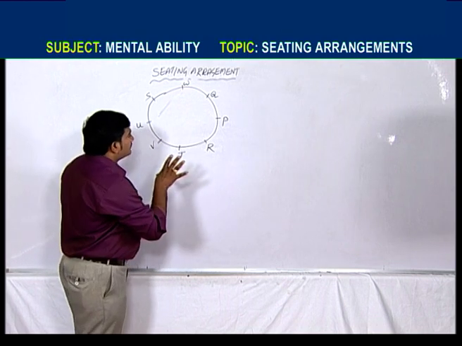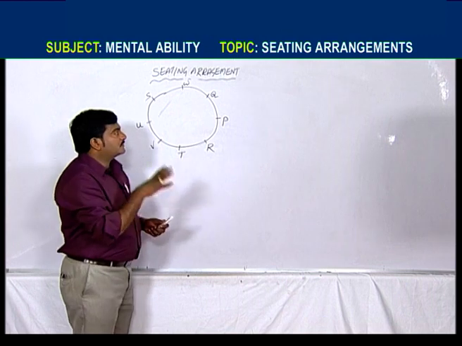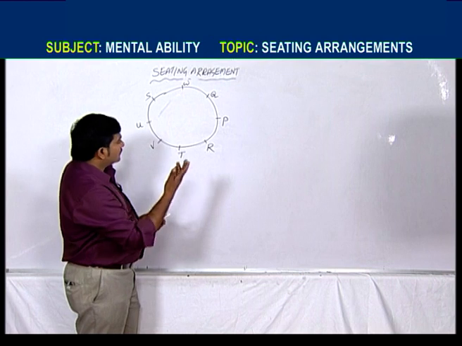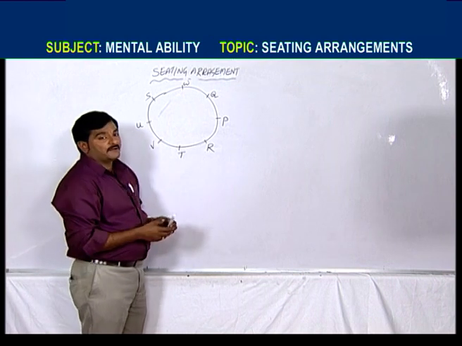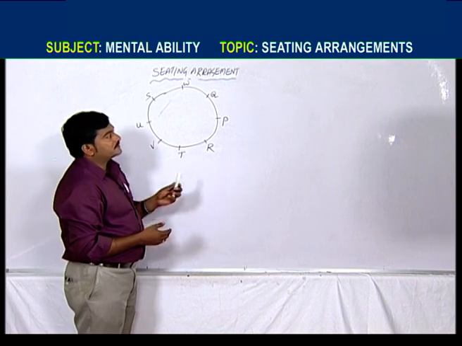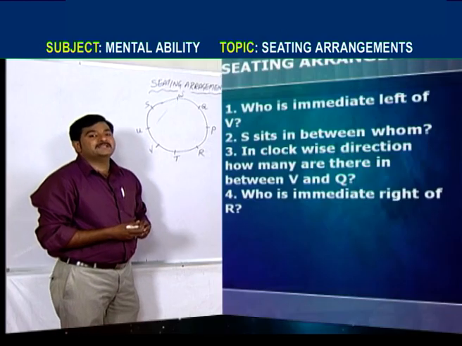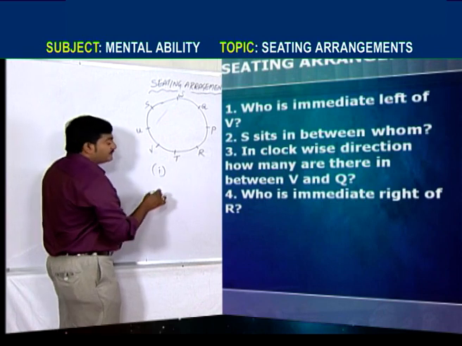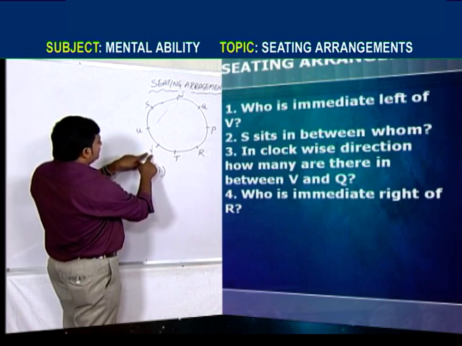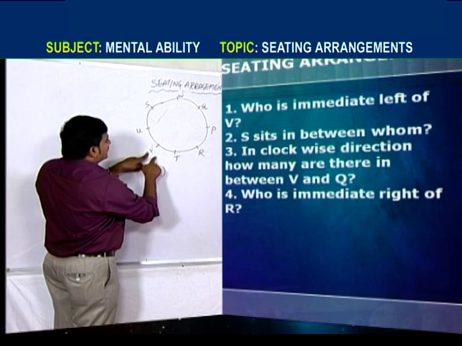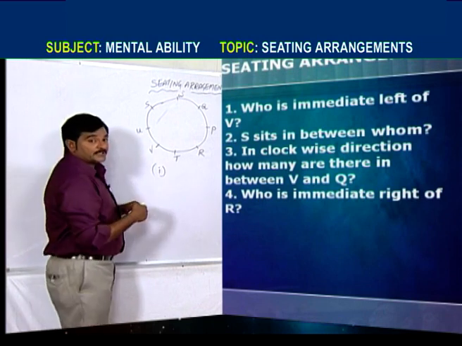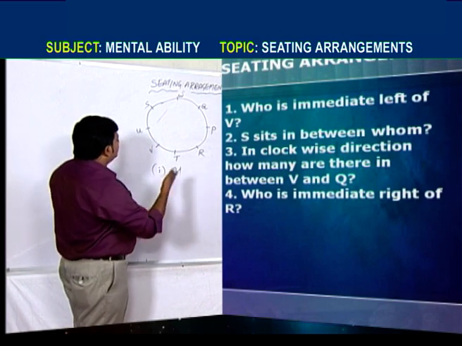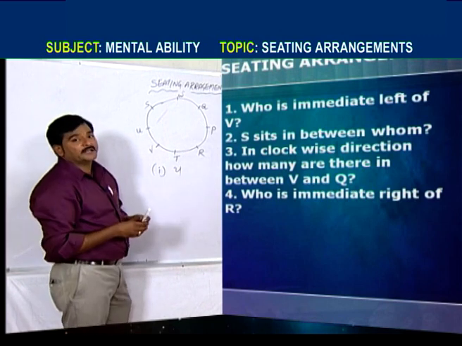Okay. So now, based on this arrangement, he gave some questions. Now let us see the questions part. The questions are appearing on the board screen. What is the first question here? Who is immediate left of V? Here V is there, he is facing towards center. Right is T, left is U. Therefore, U is the immediate left of V.